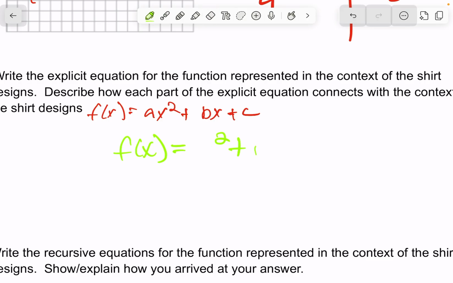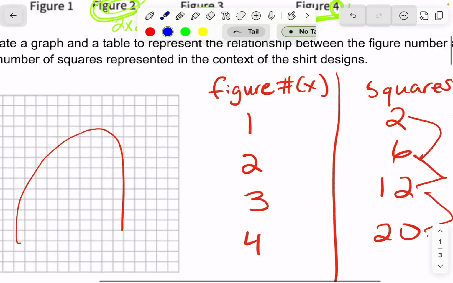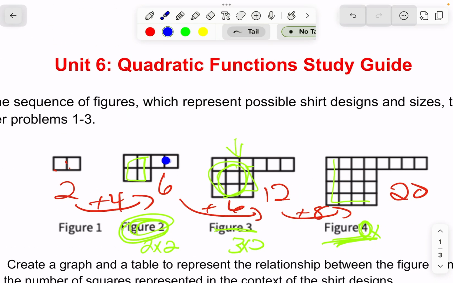Let me make this an x, because I have f of x here. Pick a variable and stick with it, right? So we have f of x equals x squared plus x. And I'm doing this plus x because of this right here, right?